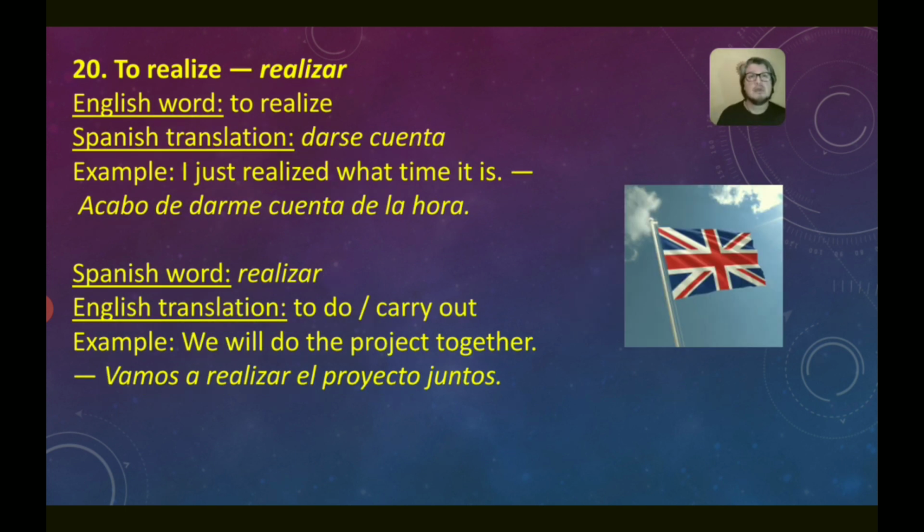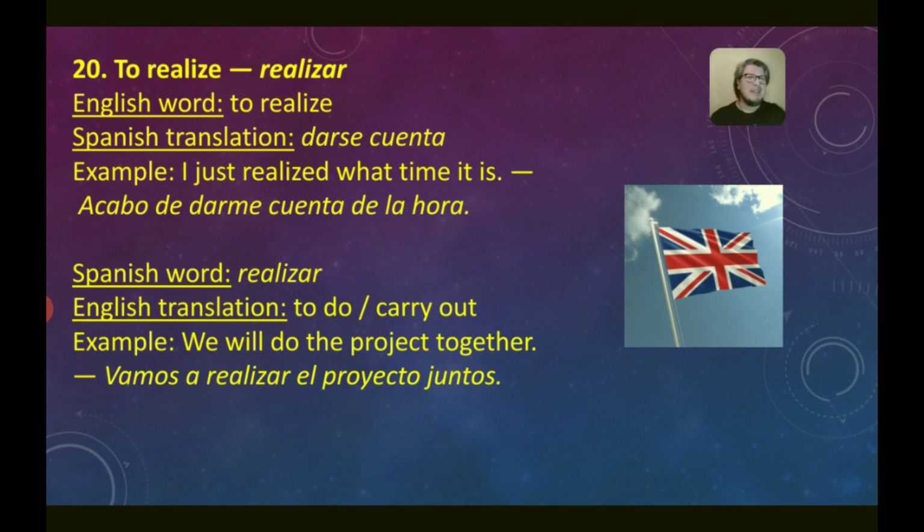And last but not least, of course, it is very important to realize. To realize is not to do or to make. No, to realize is darse cuenta. I just realized what time it is. I didn't feel how quickly the time flew by. And realizar is to do or to carry out. So we will do the project together. We will carry out the project together. But never realize. Always remember, realize is darse cuenta. Oh, now I realize what you mean.